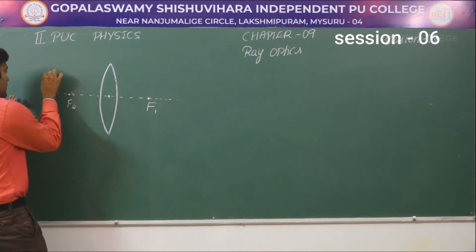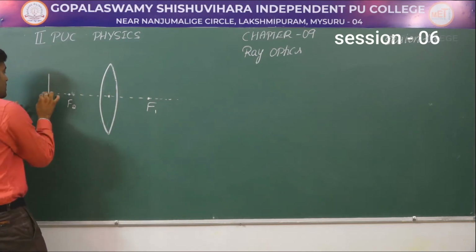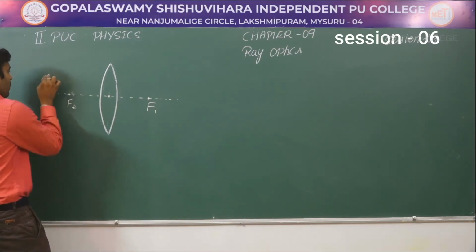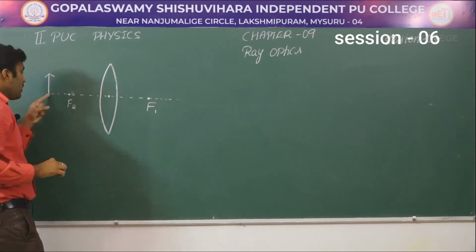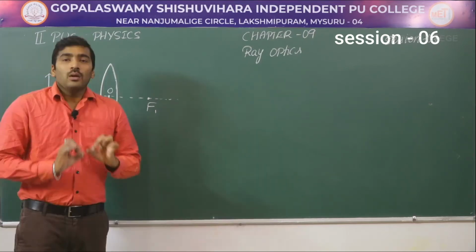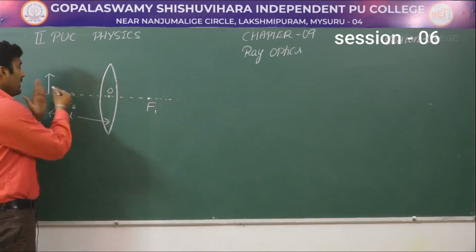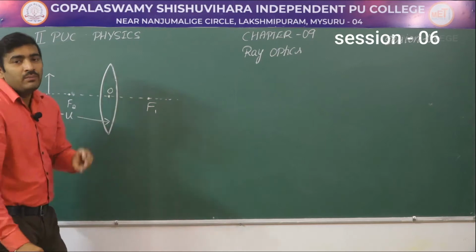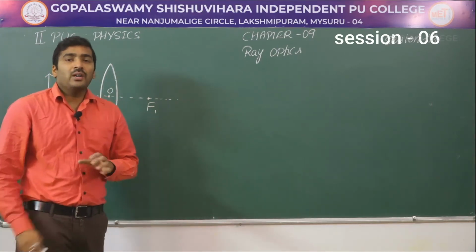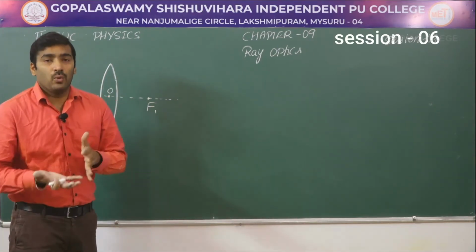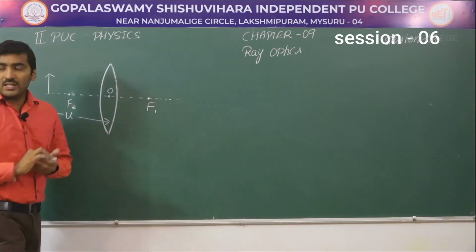Now let me place a linear object behind this focus. A linear object behind this focus. For the formation of an image in the case of a convex lens for a linear object, we need to consider three incident rays, and after refraction, how do they follow? Let us write the incident rays now.